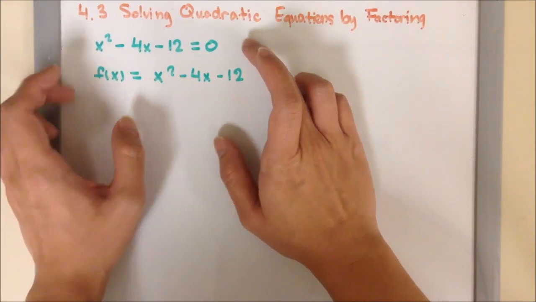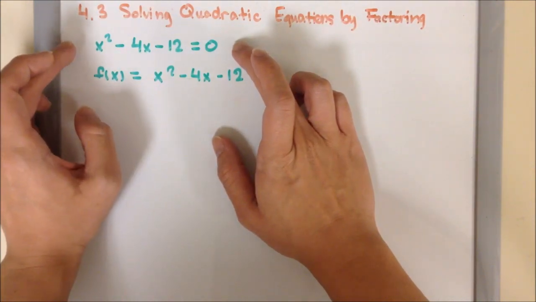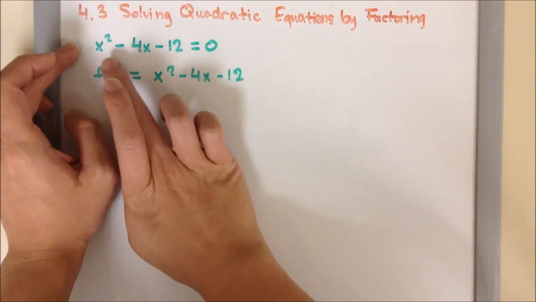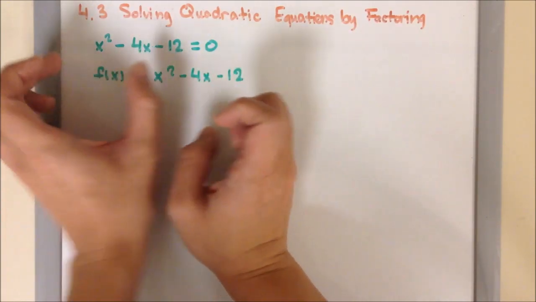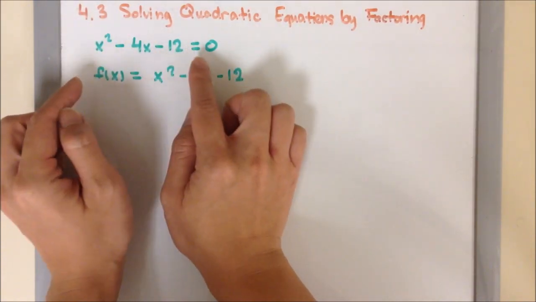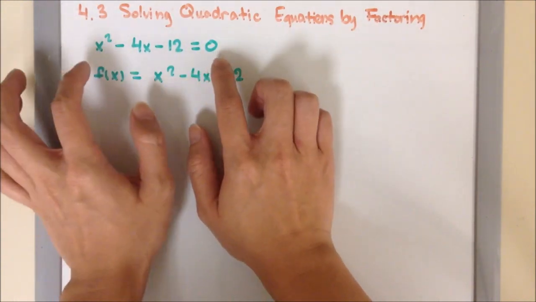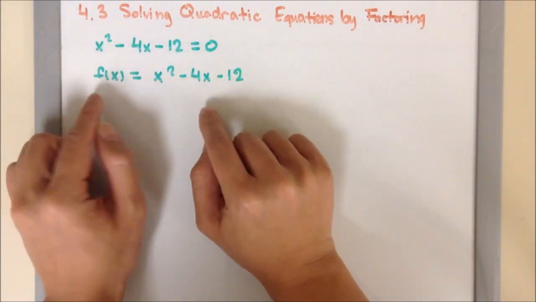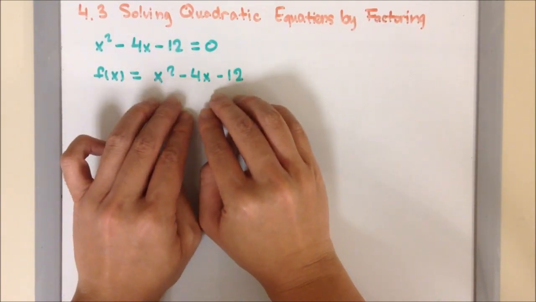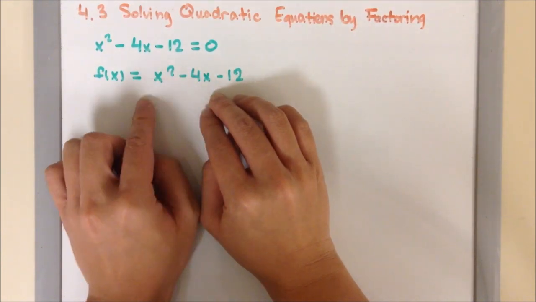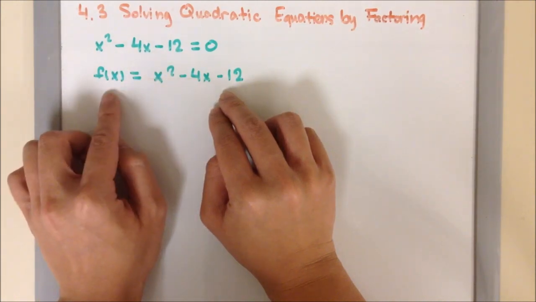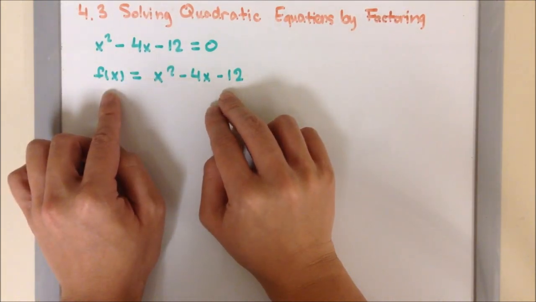So, in order to factor, the one thing you must have is everything on one side and it's equal to 0. So, x squared minus 4x minus 12 are all on the left side of the equal sign, and the whole equation is equal to 0. So when you have a form like this, you can start factoring. Similarly, if you have x squared minus 4x minus 12, if everything is on the same side, in this case, all three of them are on the right side of the equal sign, and on the other side is just f of x, that means you can also start factoring.